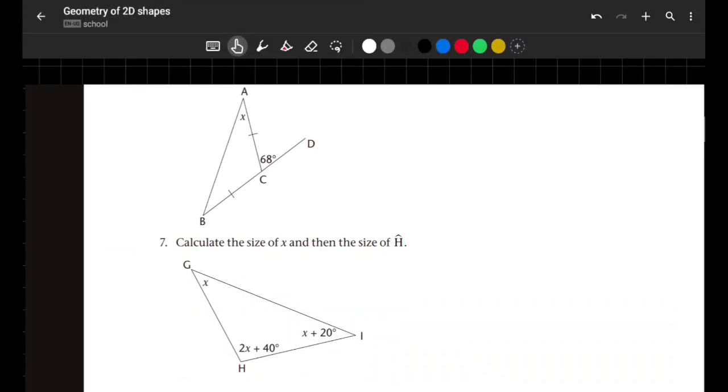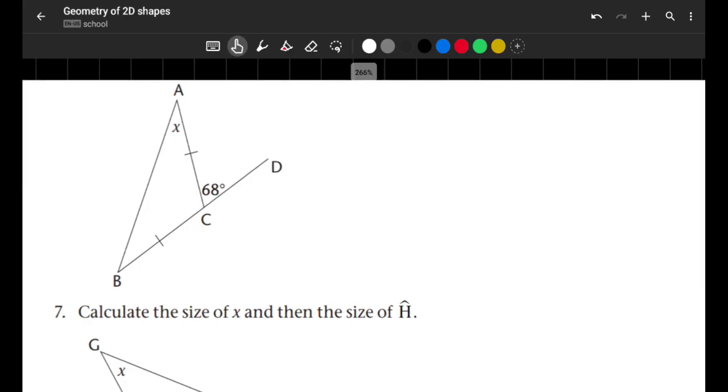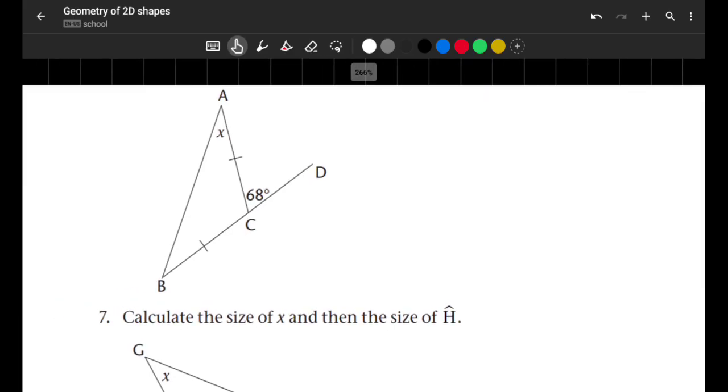Okay, so in continuation with what we've been doing in our geometry of 2D shapes, we're going to continue with this triangle ABCD here. First things first, like I've said, identify the type of triangle this is. This is an isosceles triangle. How do you know it's an isosceles triangle? This line is equal to that line.